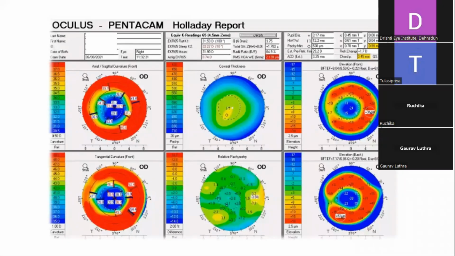So, when you grossly look at the color maps, we can see the shape of the cornea. After refractive surgery, the maps tend to show some irregularities. That's how we know that the cornea is very irregular, and we'll be looking at the Holladay report and EKR report, which gives us better details than any other biometry.